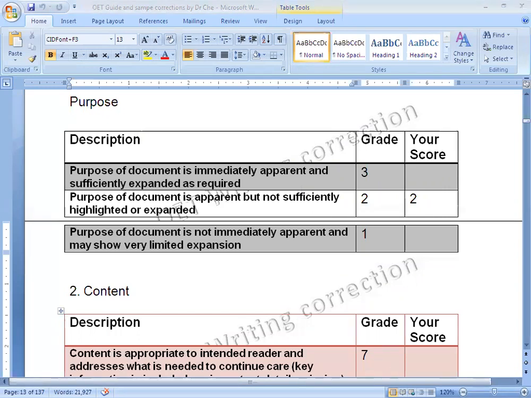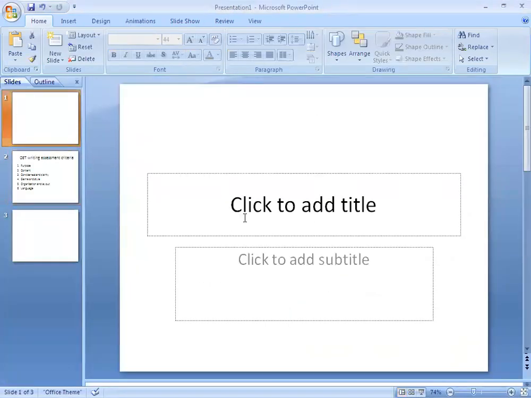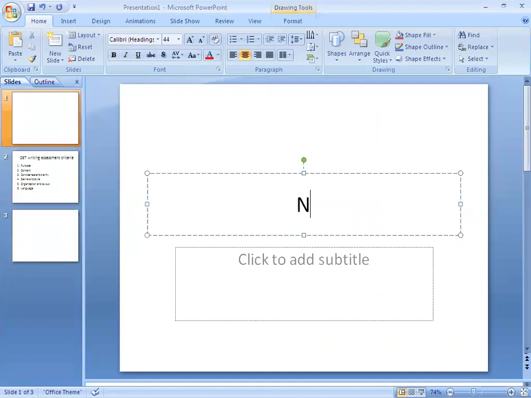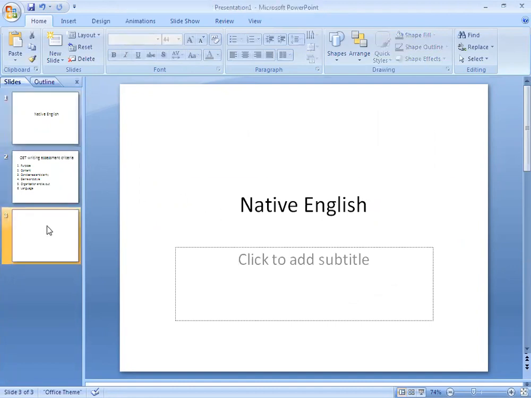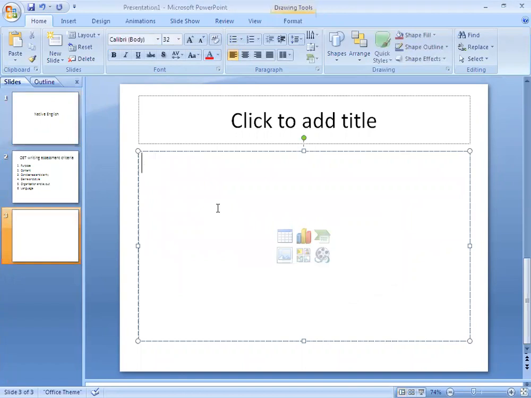Excellent, excellent. I have marked letters for even native English speakers, and the problem was their English was too good. They were very good in writing, but they were not performing well in OET writing. The problem was they were not aware of their criteria.